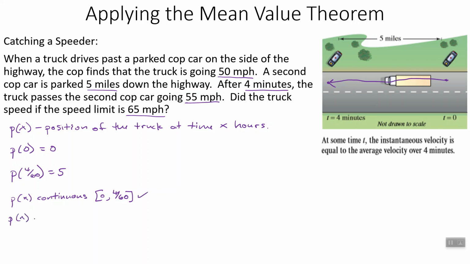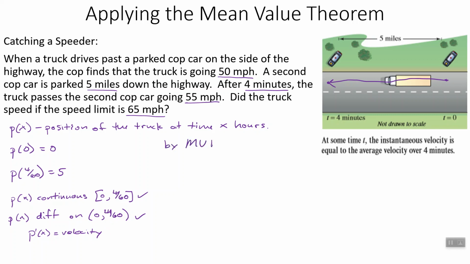Is P of x differentiable on the interval from 0 to 4/60? Well, the derivative of this would just be his speed. P prime will be the velocity. So he always has a velocity between these two cop cars. So yeah, that checks out. So the conditions are met for the mean value theorem.